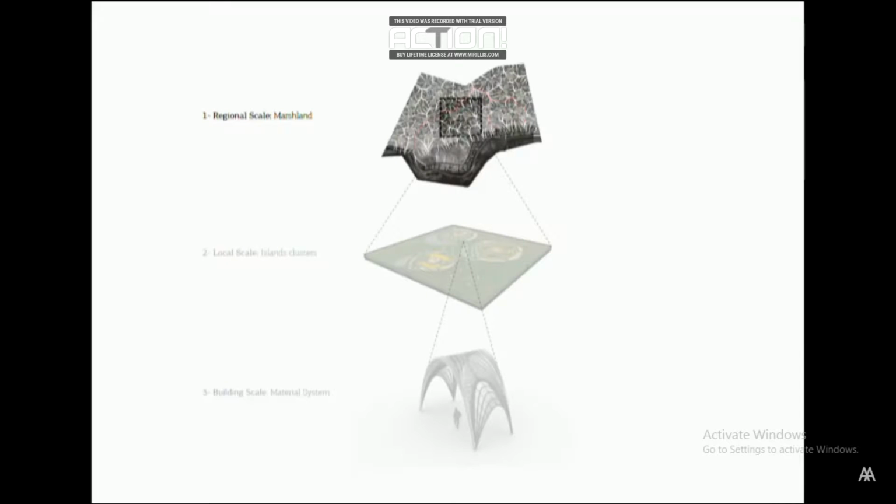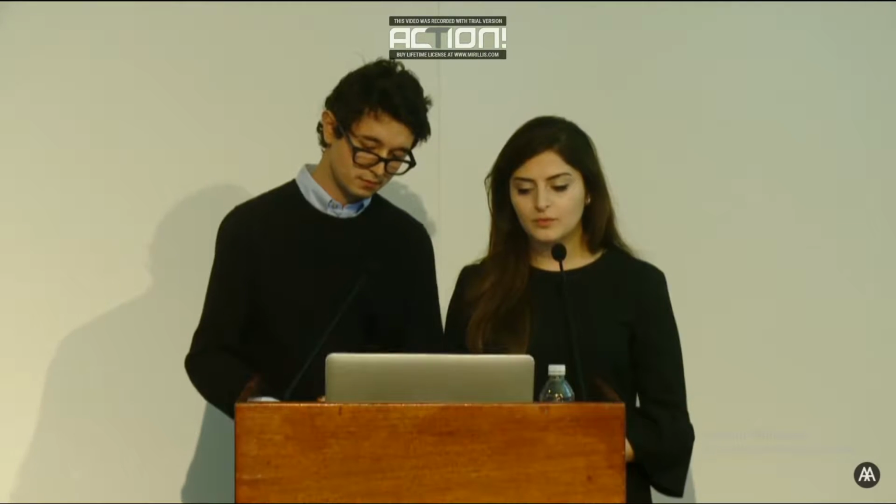After introducing the regional scale strategies, we'll move to the local settlement scale. At the local settlement scale, the main aim is to establish a strategy for organizing and positioning the islands and the marshes with the aim of enhancing the flow of water.